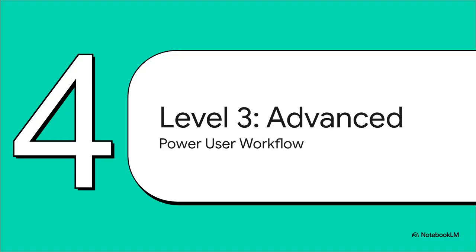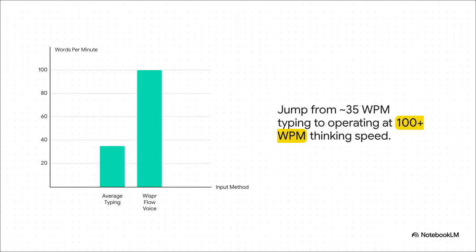All right, you ready? Time to level up again. Welcome to the Power User Workflow. This is the stage where you make the jump from saving a few minutes here and there to potentially saving hours every single day. Let's just look at the raw numbers for a second, because they really tell the story. The average person types at maybe 35, 40 words per minute. With voice, you can easily blow past 100 words per minute.